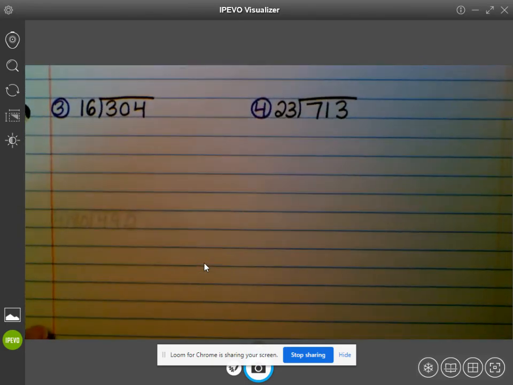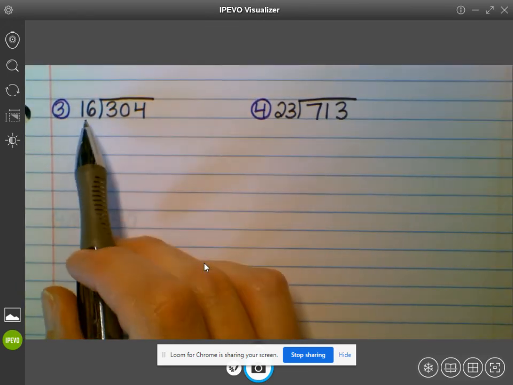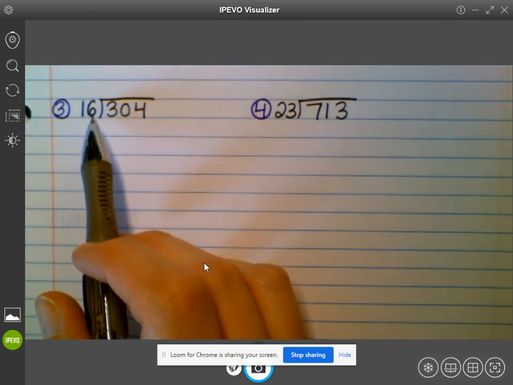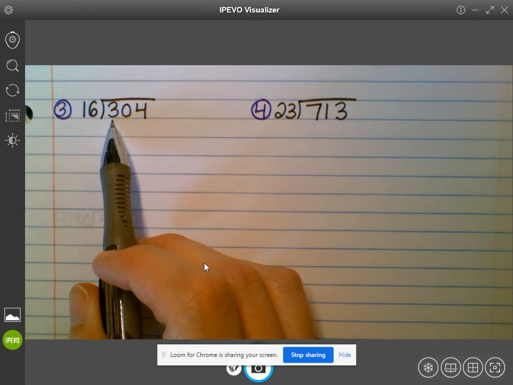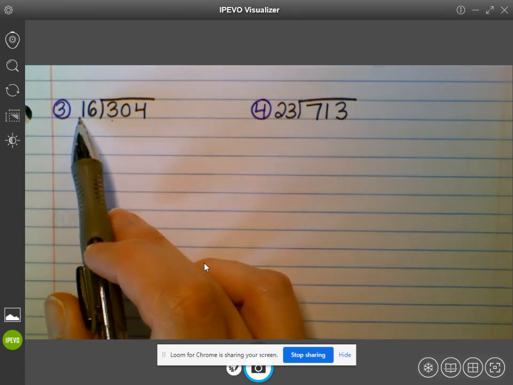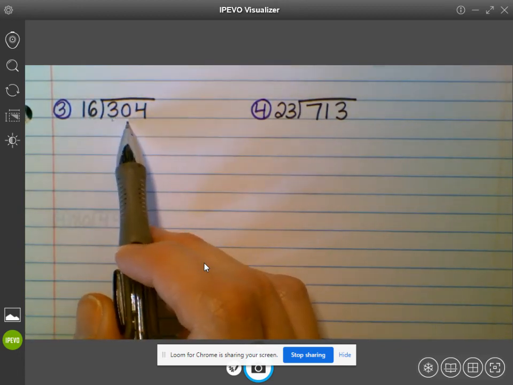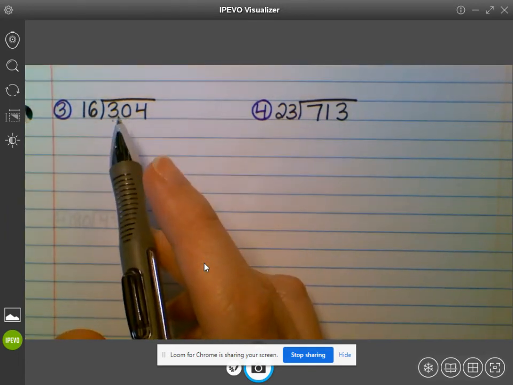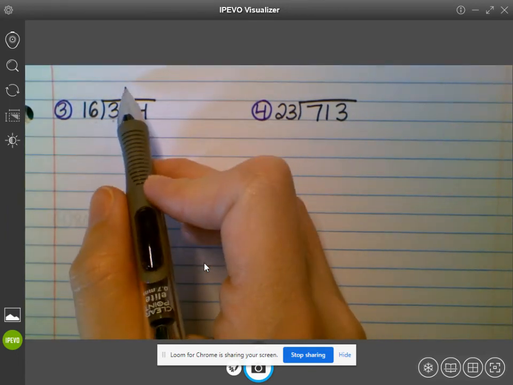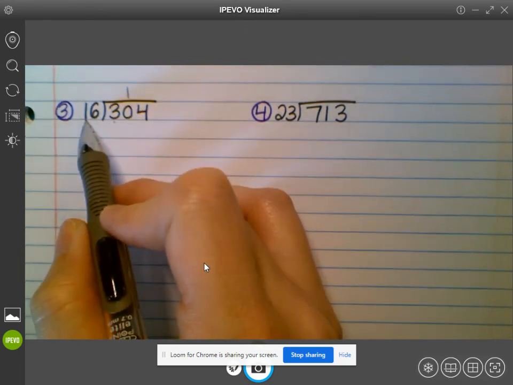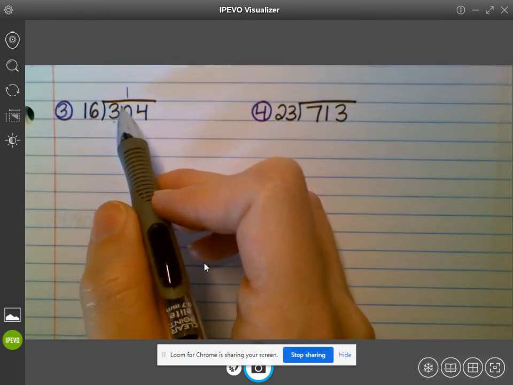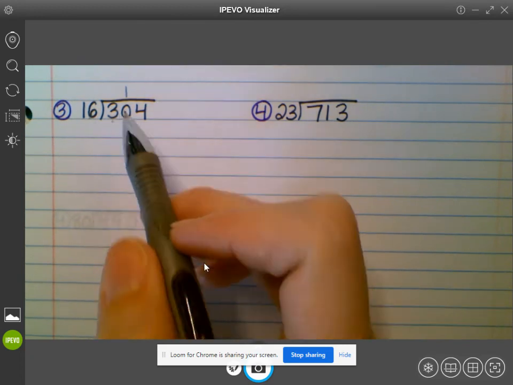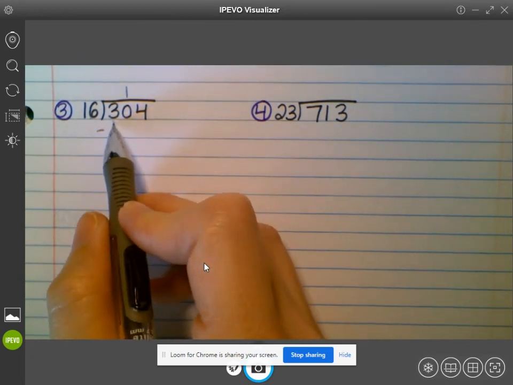So, number 3. We have our 16. The first thing we ask is, can 16 go into 3? Can it? No. Can 16 go into 30? Yes. Show me on your hand, how many times does 16 go into 30? It goes in 1 time. So that 1 is going to go above the 0 in 30. 16 times 1 is 16. So we would subtract 16.